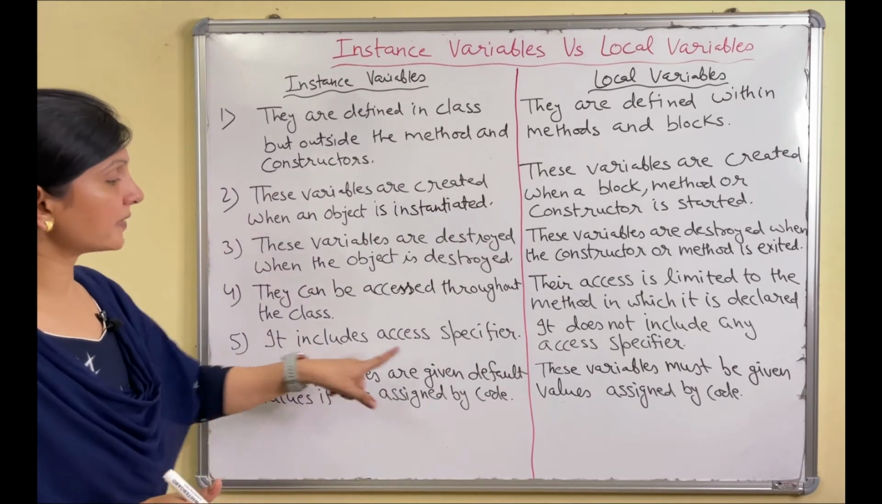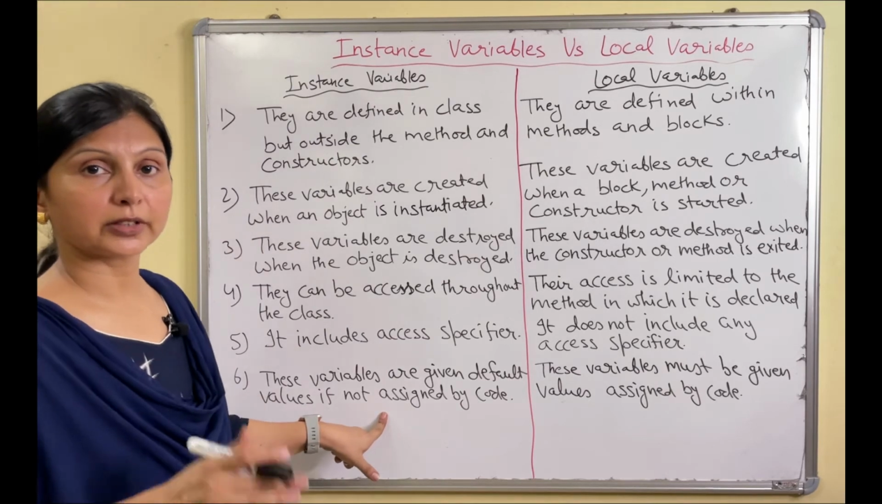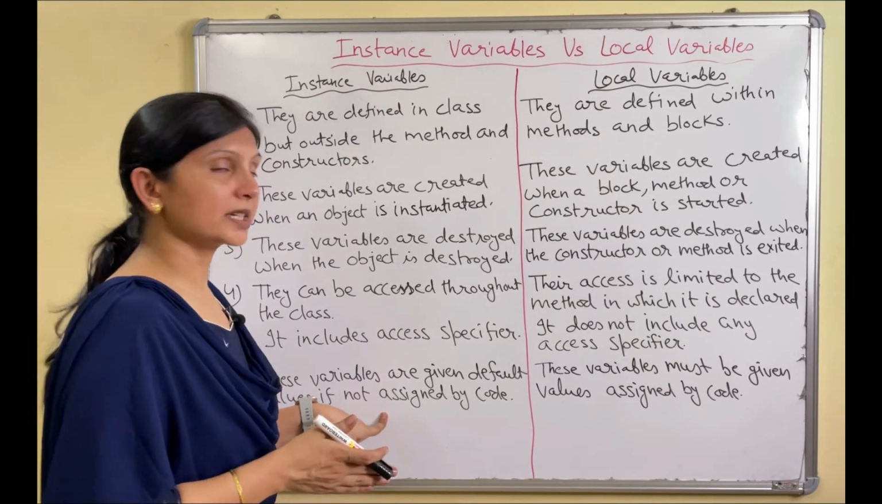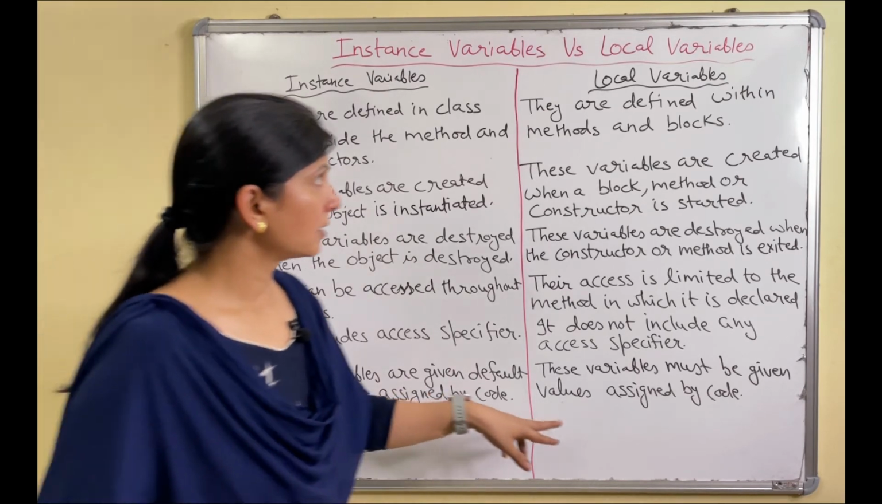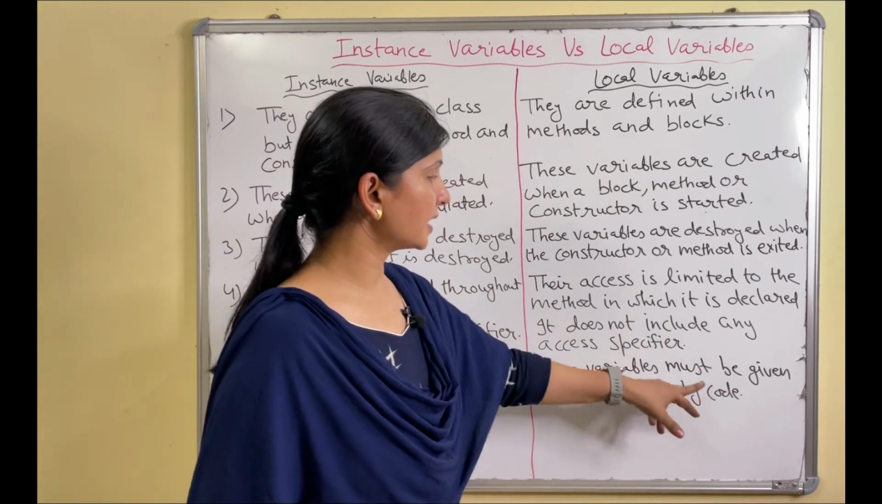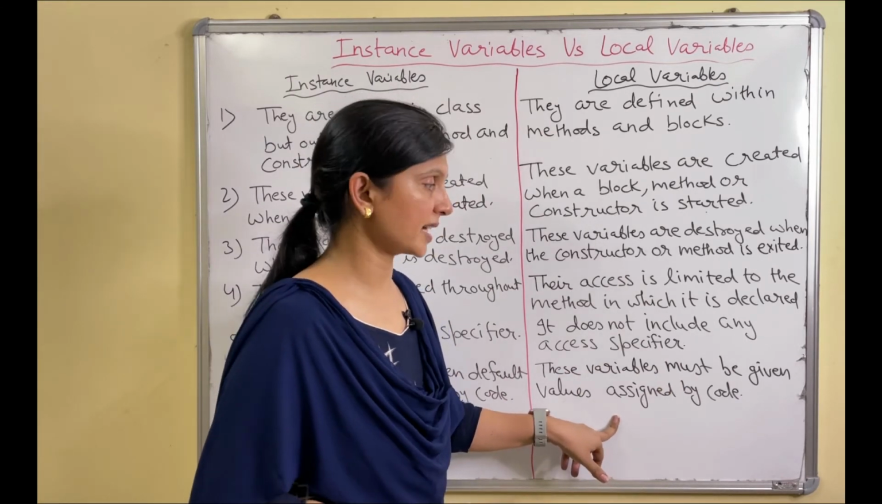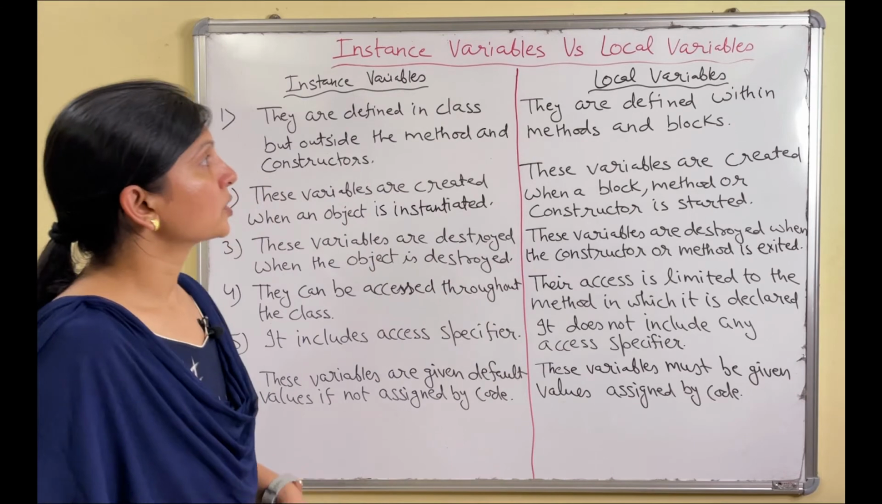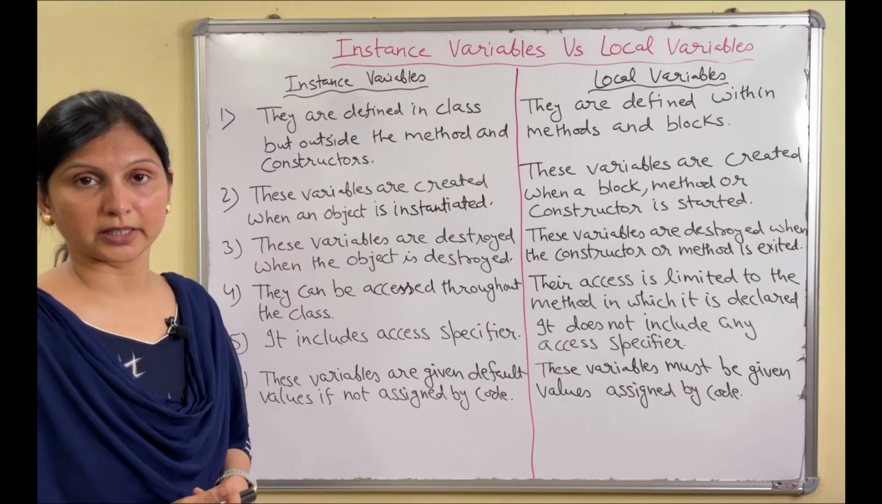Last point is, instance variables are given default values if not assigned by code. If you are not assigning any values to the instance variable, then by default the default values will be assigned. But in case of local variables, these variables must be given values by code. So they should be initialized before use. So these are the few differences between instance and local variable. I hope you have understood.